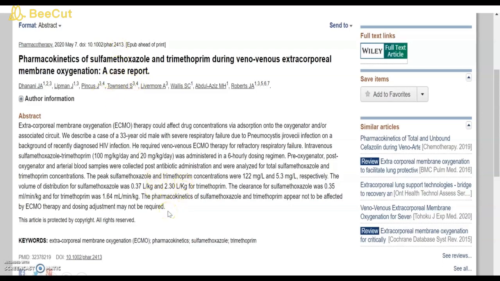Okay, and you can see the pharmacokinetics of sulfamethoxazole and trimethoprim appear not to be affected by ECMO therapy, that is extracorporeal membrane oxygenation therapy, and dosing adjustment may not be required. So this is the final conclusion of the case they have reported. Okay, so this is how the case report is actually reported.